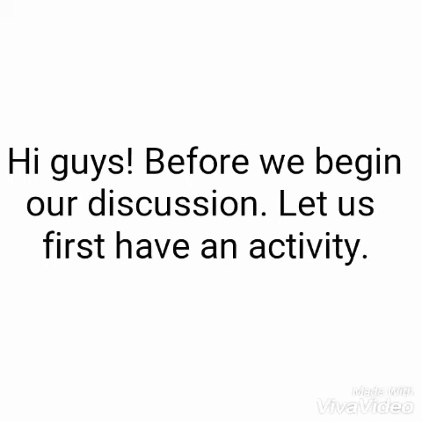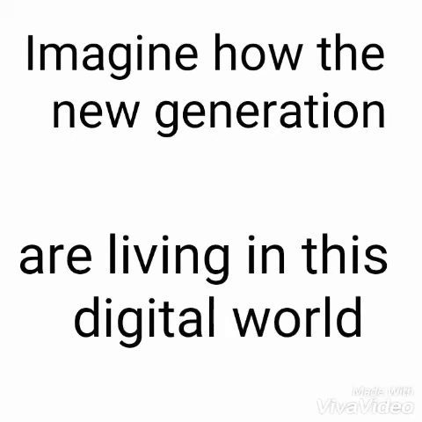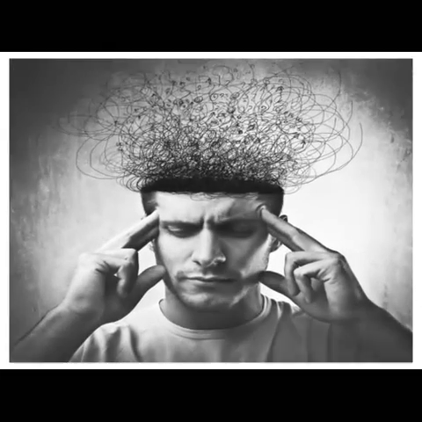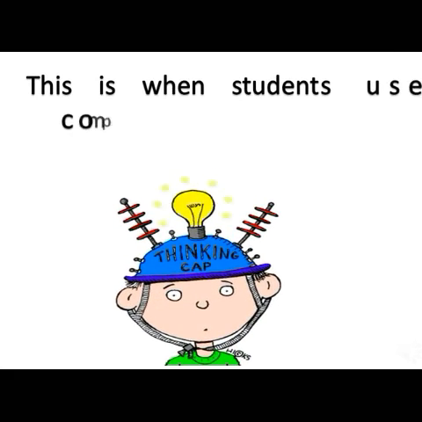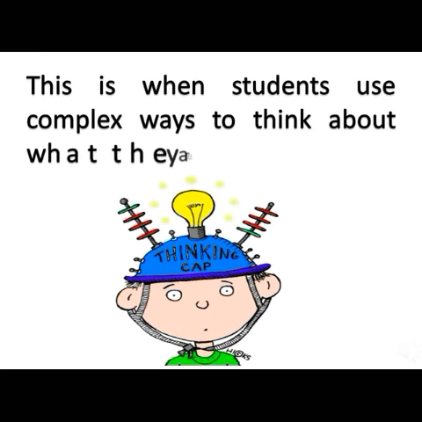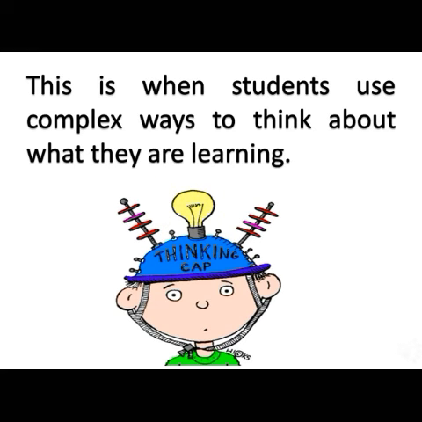Hey guys, before we begin our discussion, let us first have an activity. Imagine how the new generation are living in this digital world. You are given 2 minutes to think about it. What you have done is an activity of high-order thinking skills. This is when students use complex ways to think about what they are learning.